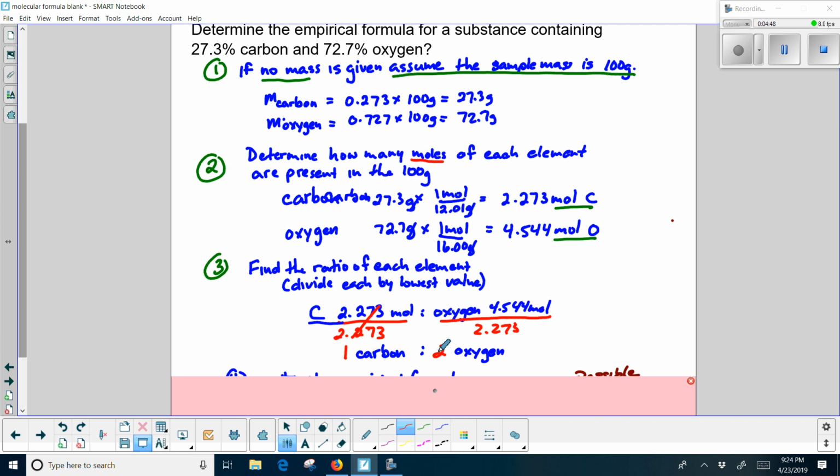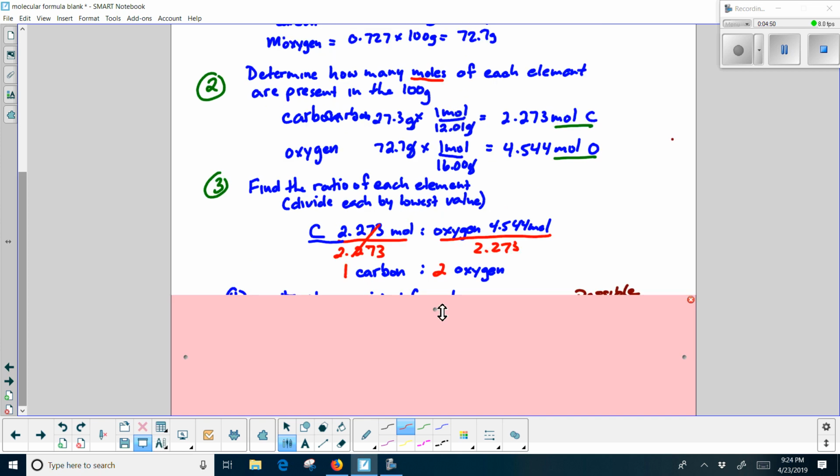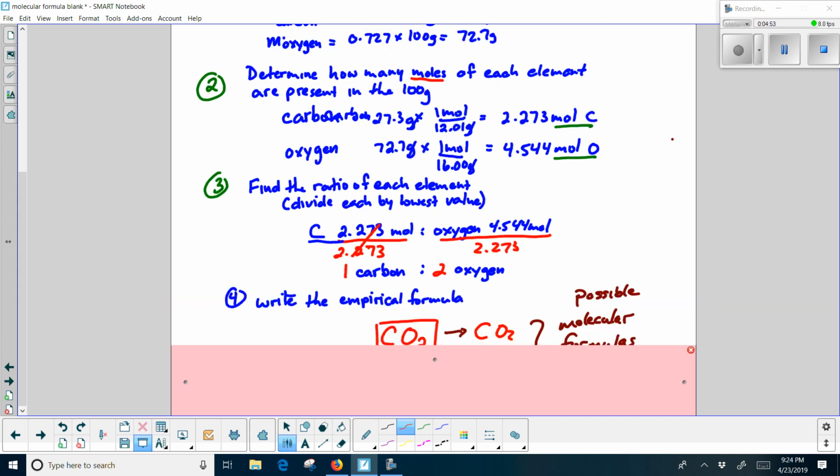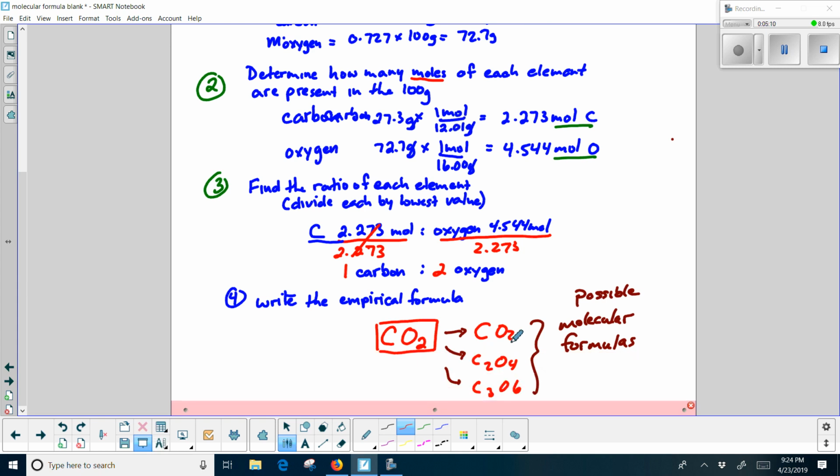Now, what do we do next? Well, simple. We write this as a formula. If I write this as a formula, it's going to be CO2. So again, 1 carbon for every 2 oxygens. But you have to remember this: this is my proportion in my empirical formula. So I don't know what my real formula could be. It could be CO2, C2O4, C3O6. All of these are possible. All of these have one carbon for every two oxygens. So in the next example, we're going to be looking at how we can determine the real formula or the molecular formula for a compound.